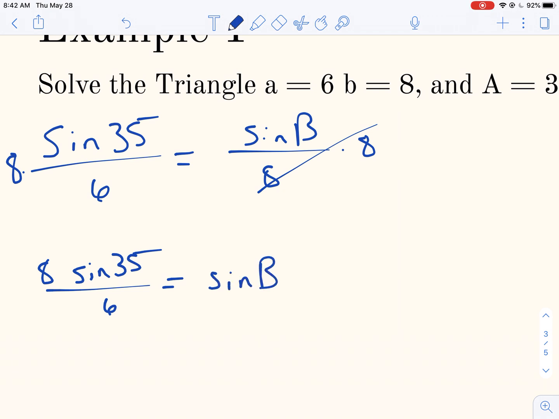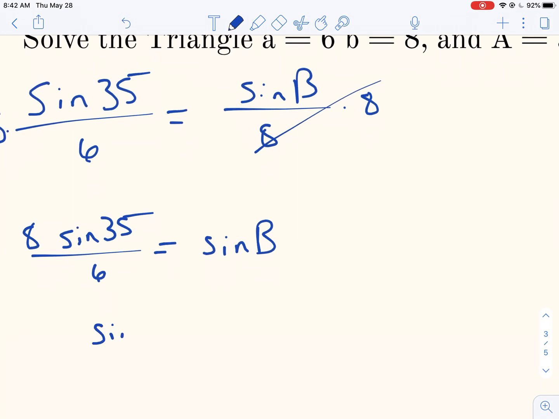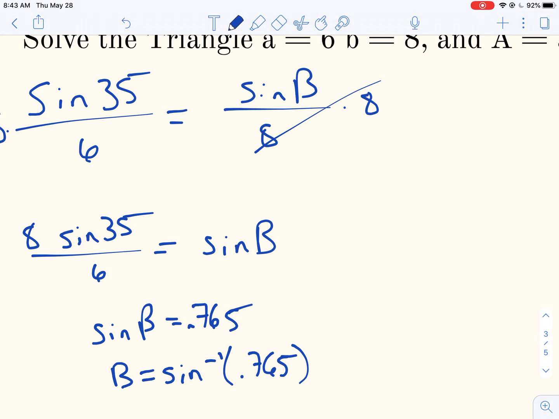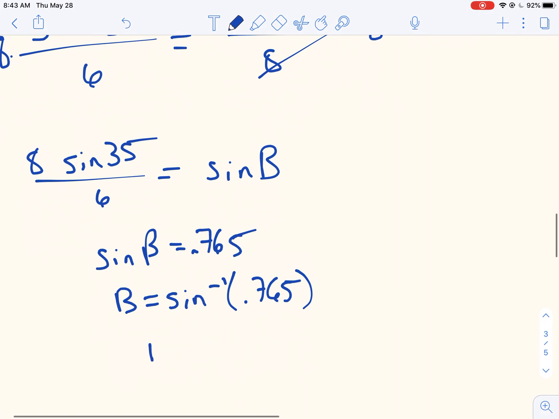I go to my handy dandy calculator, and I plug in 8 times the sine of 35 and divide it by 6. And my calculator says that the sine of B is equal to 0.765. Now, to figure out what B is, I take the inverse sine of this value. And again, this is just plugging it into my calculator. This is not doing this in your head. This is not any math. This is a calculator thing. So I plug that into my calculator, and I find that my angle is 49.9 degrees. So B is equal to 49.9 degrees.